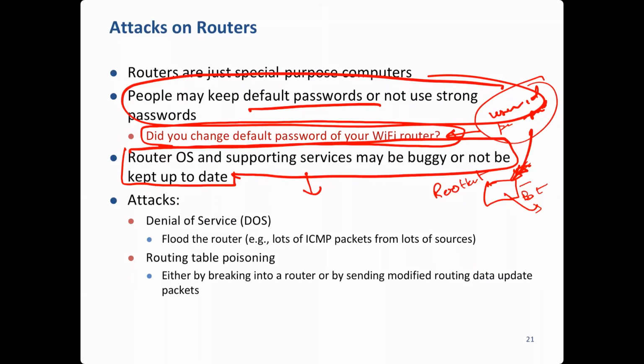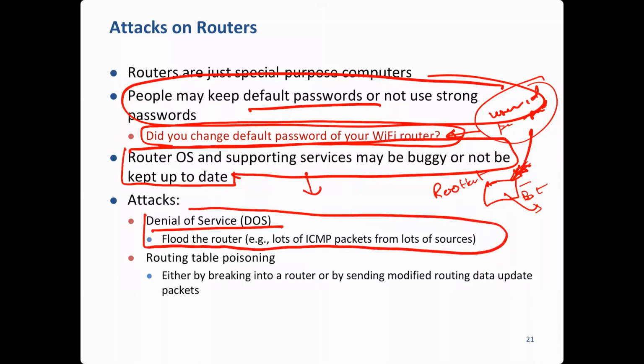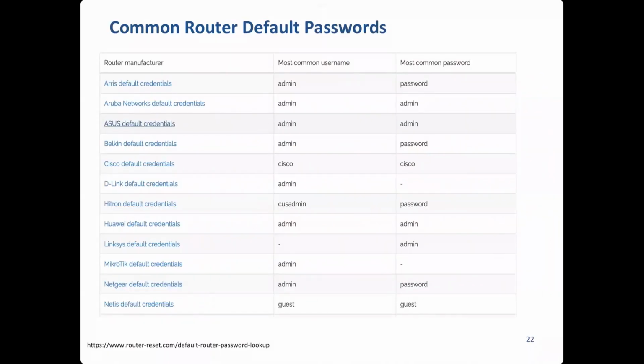Now what kind of attacks can happen on a router? Denial of service. Flood the router with ICMP packets and it will block. And routing table poisoning, this also we have studied. Somebody can break into your machine. Somebody who is already logged into a machine can change the routing table, or it can be changed by sending modified routing update packets. So these are some ways routers can be manipulated, even your Wi-Fi router at your home.